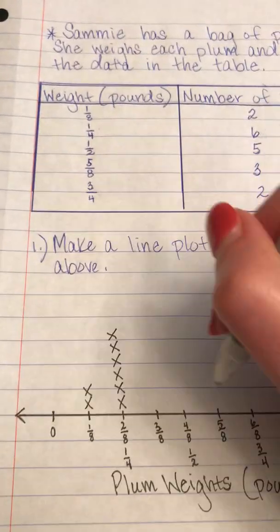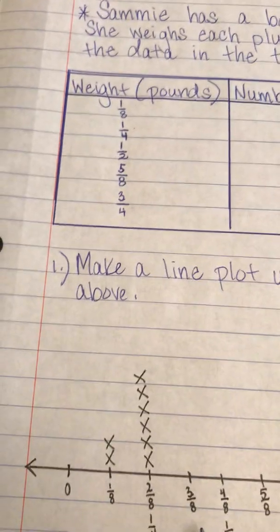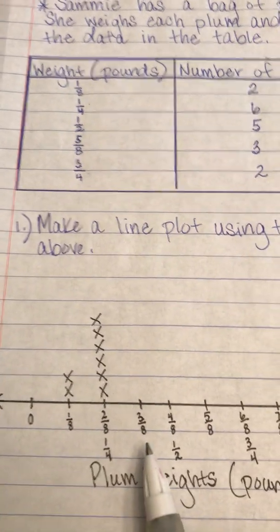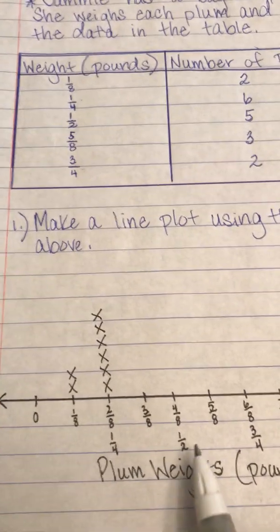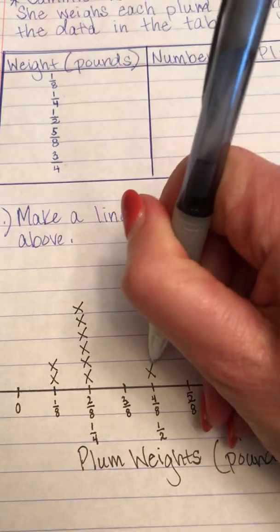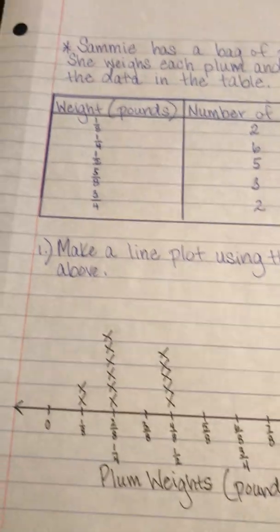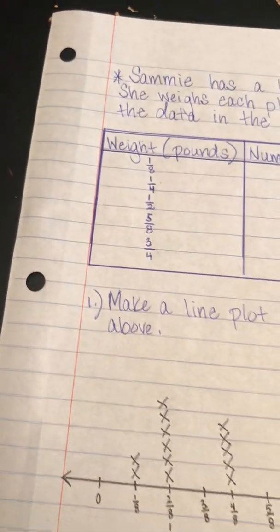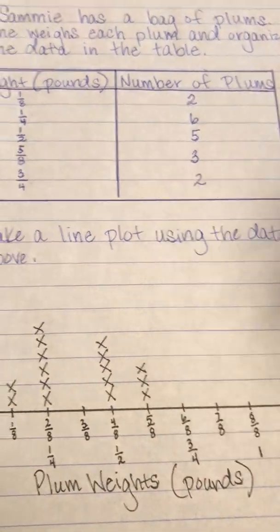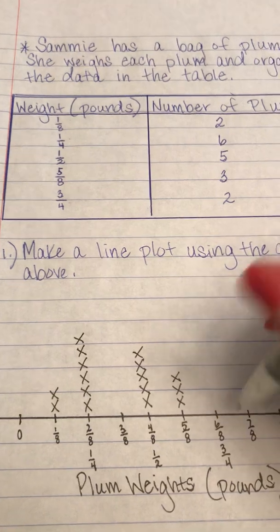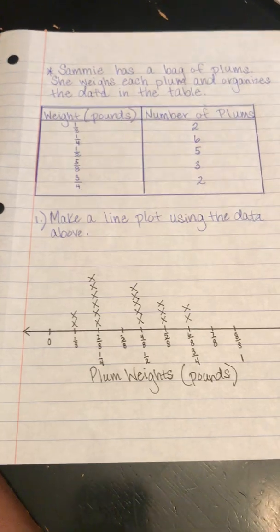1/2, we have 5. Now, look at this. We did not have any in the 3/8, so guess what? We don't put any x's there because there weren't any of those, okay? So, but the 1/2, we did have 5. So 1, 2, 3, 4, 5, okay? And then we had some 5/8, so that's 3. So 5/8, we actually had 3 there. 1, 2, 3. And then for the 3/4, we had 2. So this was our 3/4. 1, 2. And that's all of them. There's our line plot, done.